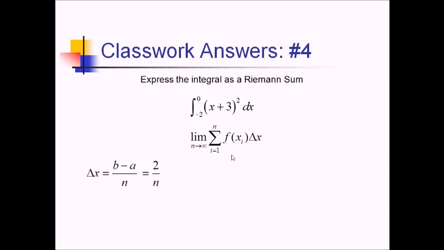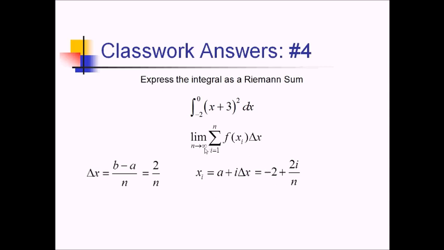Next, to figure out this f of x sub i, we're basically going to have something plus 3 squared. We just have to figure out what the something is. The something is going to be the starting value plus i times delta x. So that's going to be, in this case, negative 2, the very first x value, the lower limit of integration, plus i times this 2 over n that we just found.